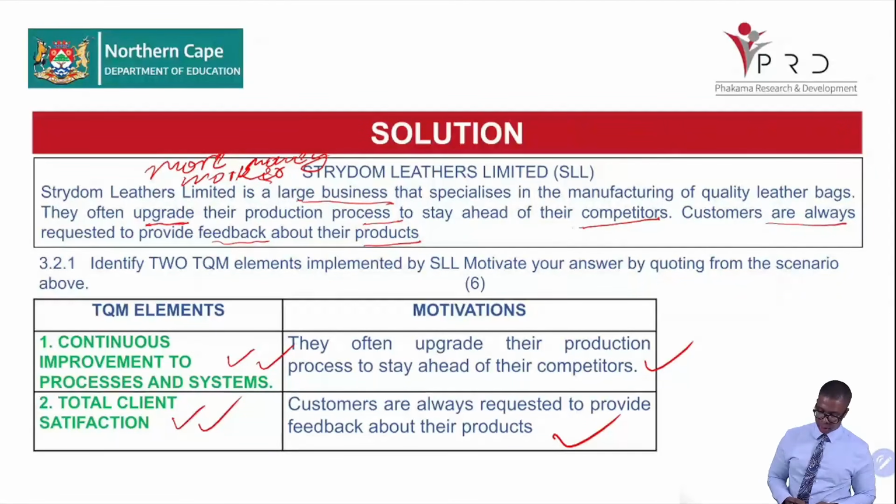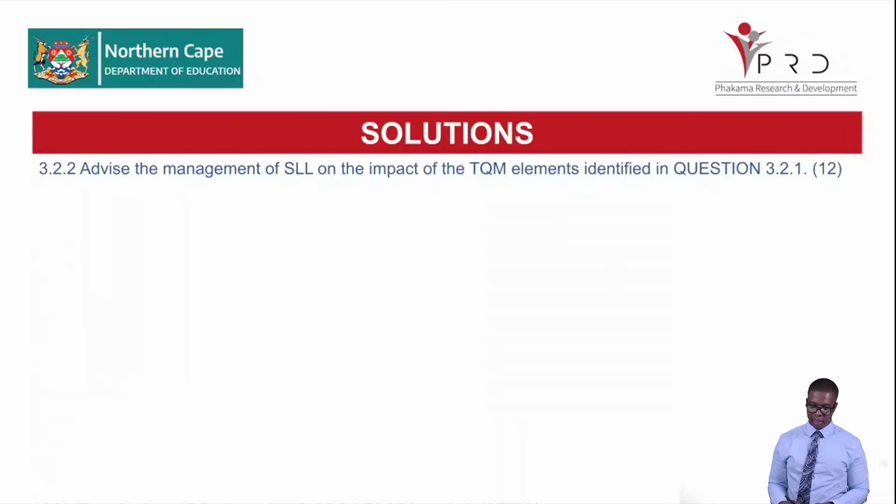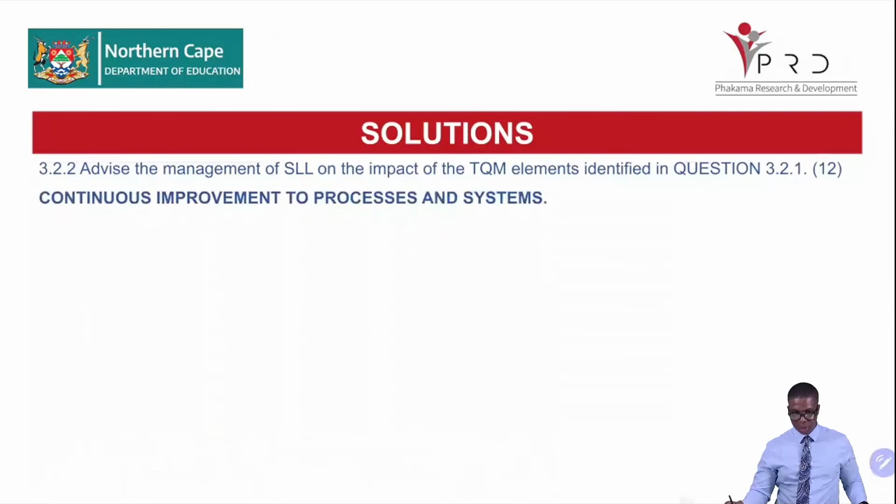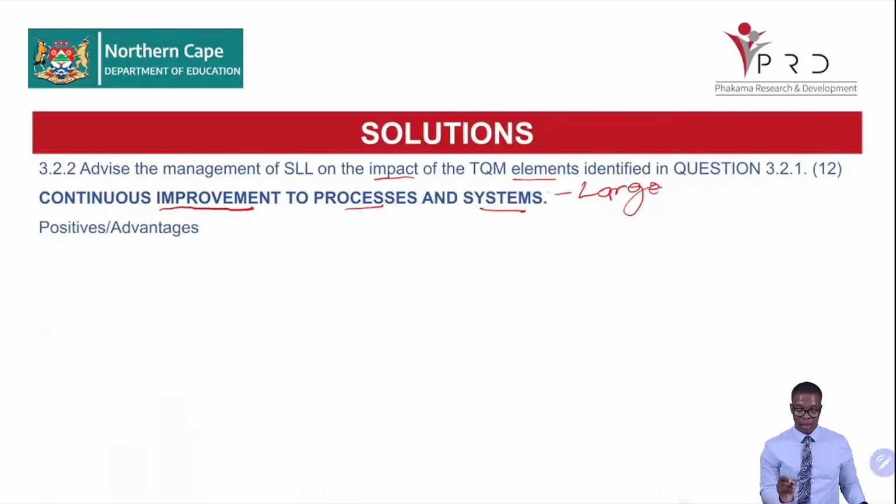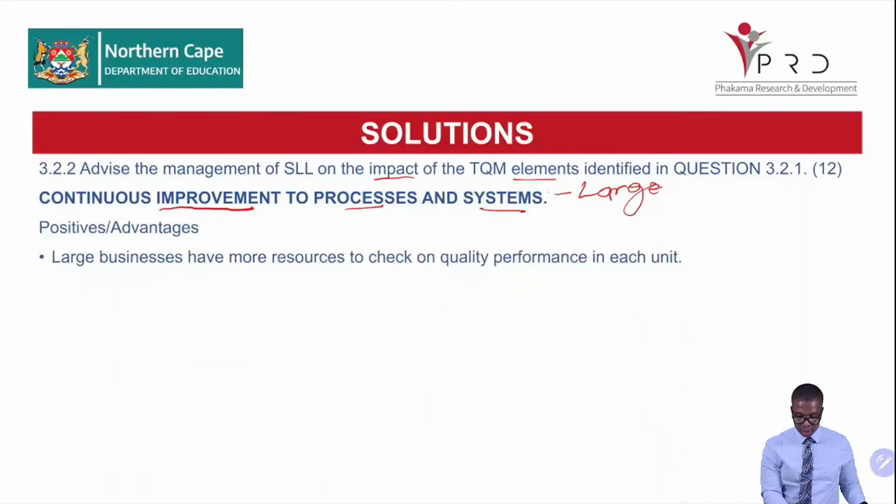Now, we proceed. The positives and negatives, the impact. I will go back to that explanation. More resources. A large business, the impact of TQM in this regard for a large business. Why is it easy for a large business to continuously improve their processes and systems? This is why. A large business has more resources. I spoke about it. A large business has more resources, meaning it has more money. It has more workers.